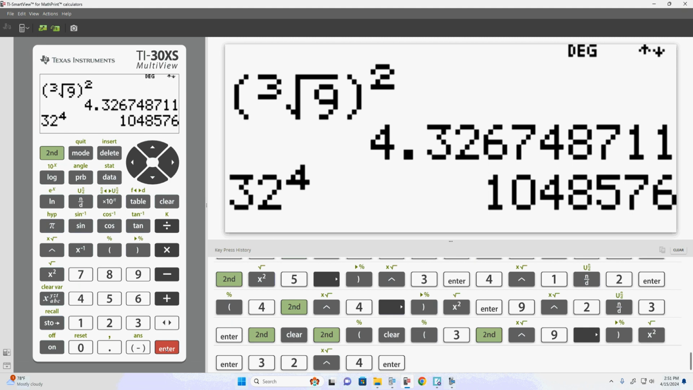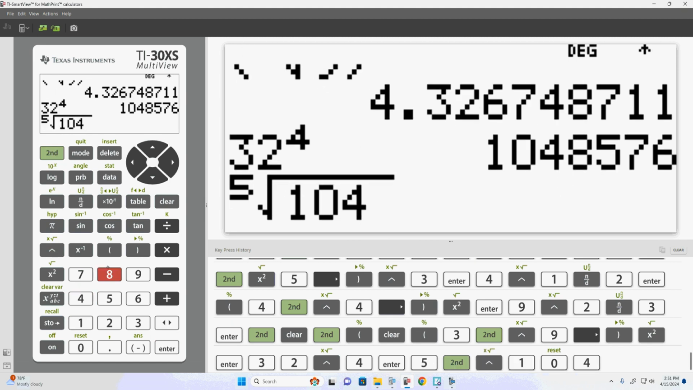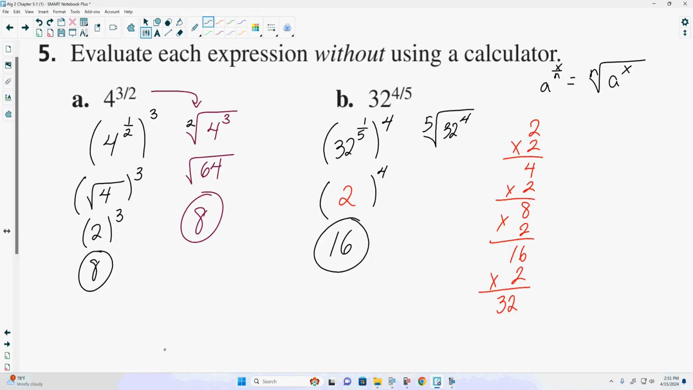Do we kind of see that? So sometimes, like the previous one, it didn't make a real big difference which way we did. Here, we ended up getting a bigger number. We still get to the same answer. 5th root of 1,048,576 is still 16, but sometimes one way is easier than the other. Questions on this here?